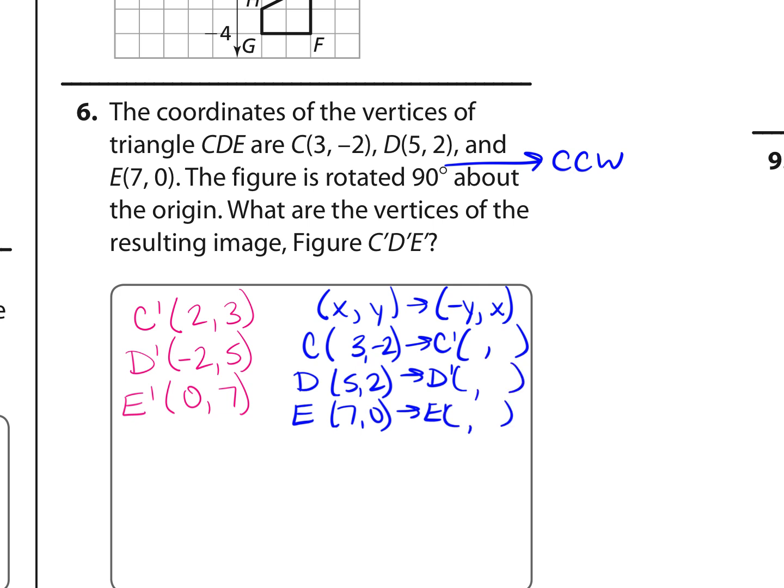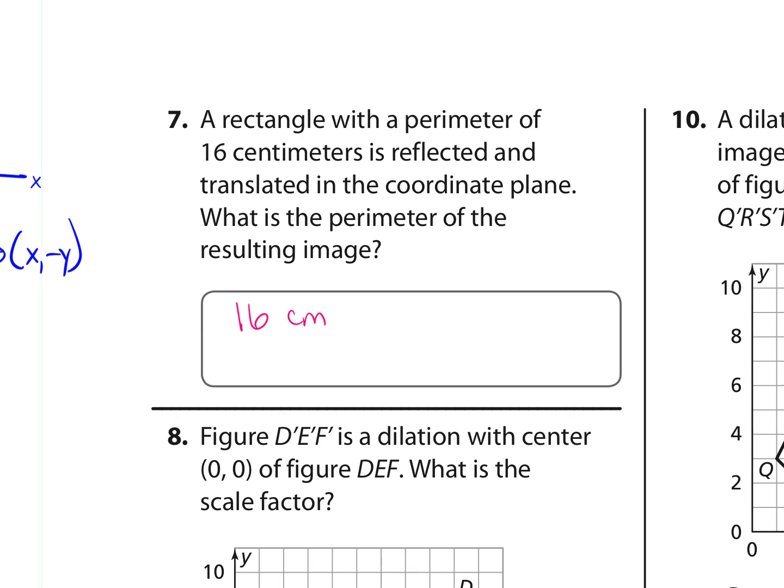Okay, now I'm going to take my first coordinate, which is actually the original y. It's going to change all their signs because it goes to negative y. So I get 2, negative 2, and 0 because 0 doesn't hold a sign. Then I'm going to take the second coordinate, which was the original x's, and they didn't change, they just kept their sign. So 3, 5, and 7. So that's how we got these ordered pairs. Number 7, we're given a perimeter that is reflected and translated. So these are the same size, they just moved position. So the perimeter was 16, the perimeter is still 16 centimeters.